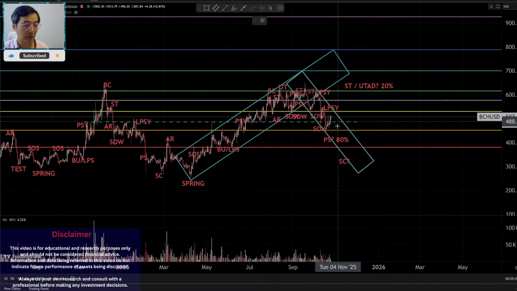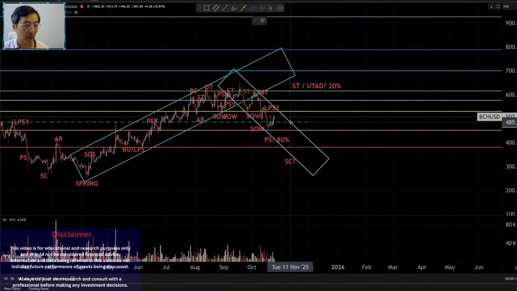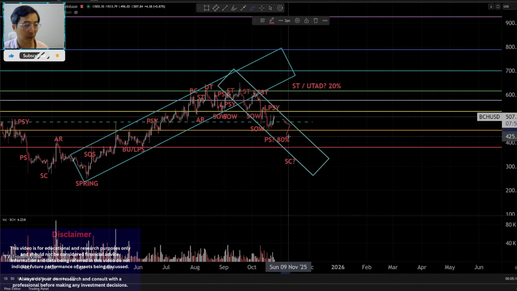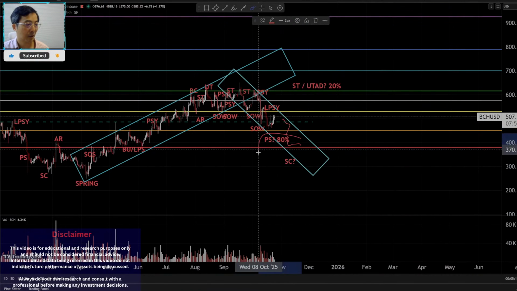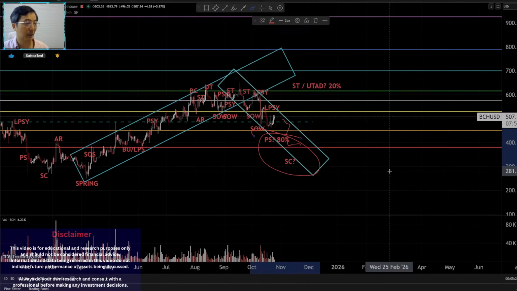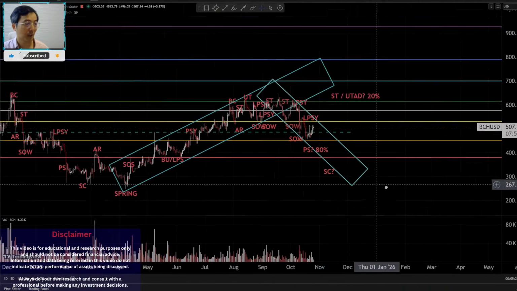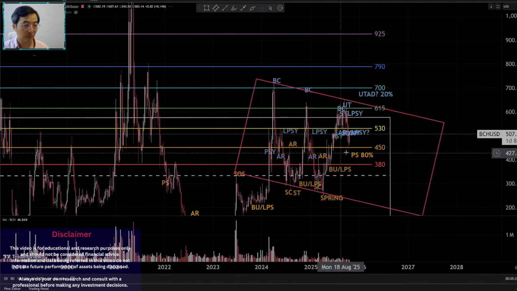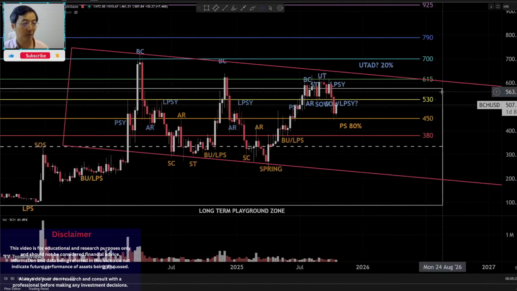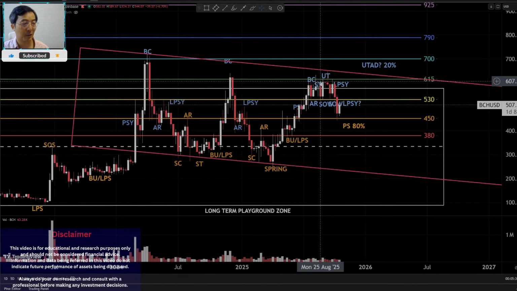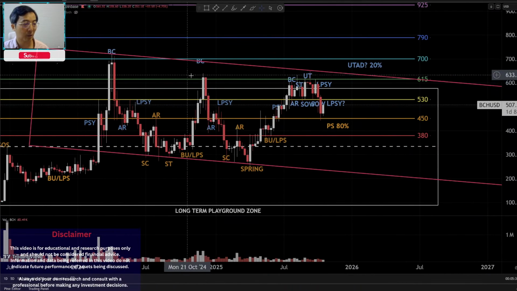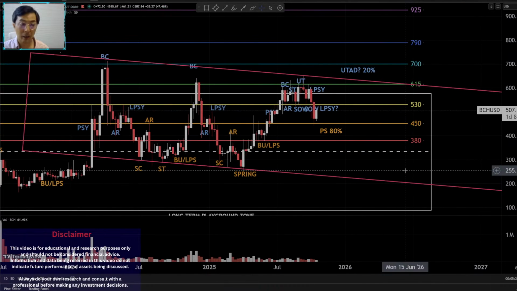If it doesn't break this, like by November 10th, if it still gets rejected by the ceiling of the box, then it's going to try to confirm whether this is really entering a new accumulation cycle. I know it may be disappointing for a lot of people because the peak just reached the point where we had back in December last year, but it may be what it is.